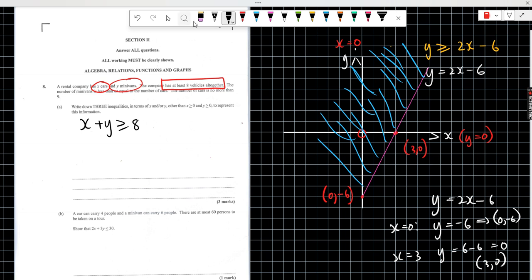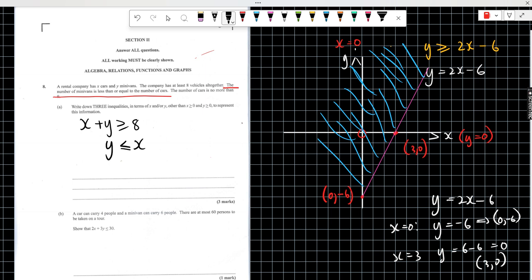The number of minivans is less than or equal to the number of cars. Read it again. The number of minivans is less than or equal to the number of cars. What letter represents the number of minivans? X or Y? Y, sir. And what letter represents the number of cars? X, sir. So the second inequality is Y is less than or equal to X. Okay?